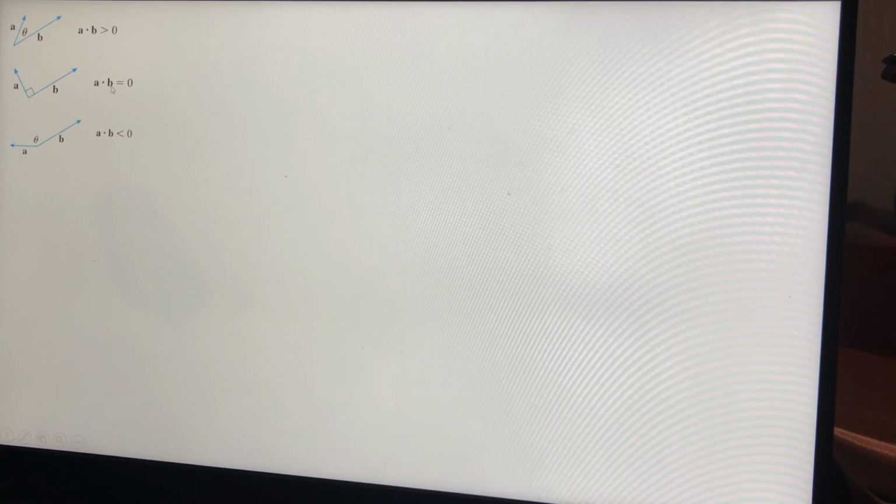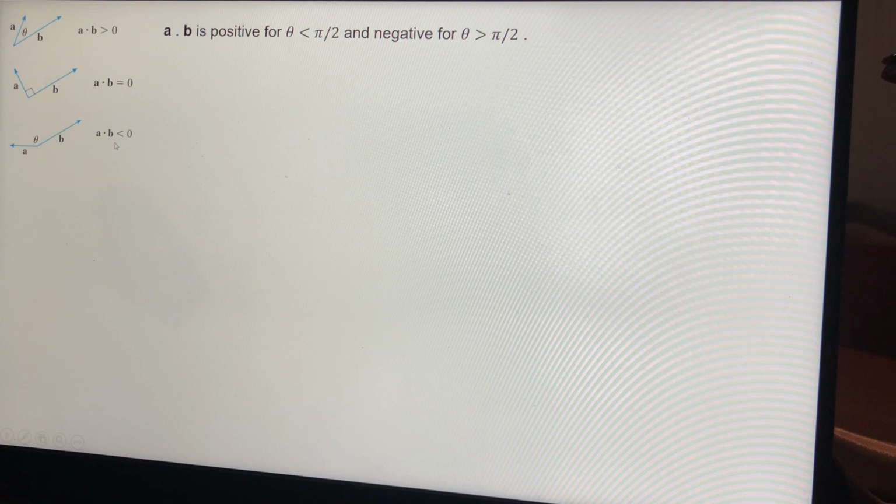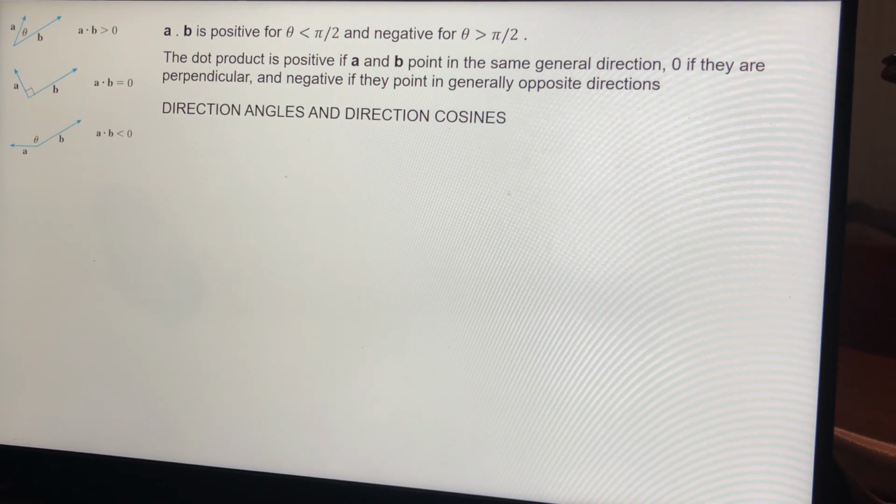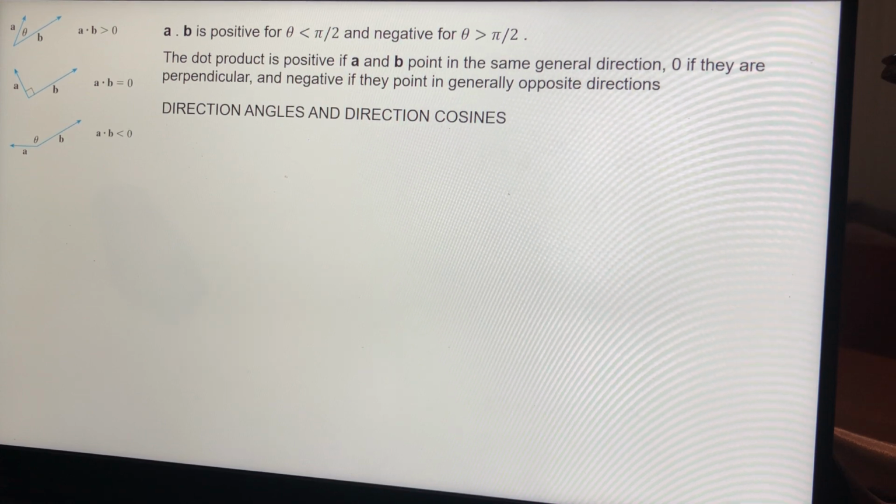And what can we say about dot product also? Again, if the angle between them is 90, the dot product is 0. If the angle between them is less than 90, the dot product is positive. If the angle between them is more than 90, the dot product will be negative. Okay? You can also take this result from the dot product.